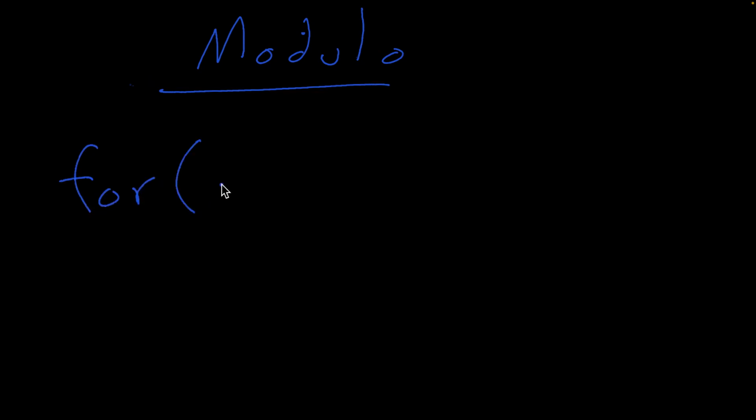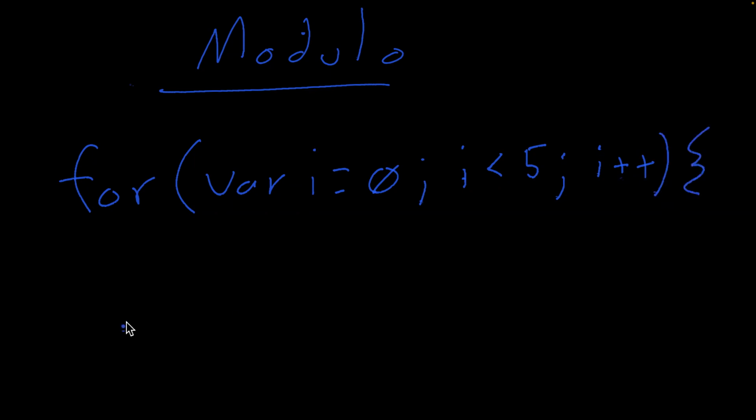So let's create a for loop. We're still working on modulo. Let's create a for loop: for var i equals 0. Let's start at 0. And while i is less than 5, let's increase i by 1, i plus plus. Okay, so we've created our for loop.